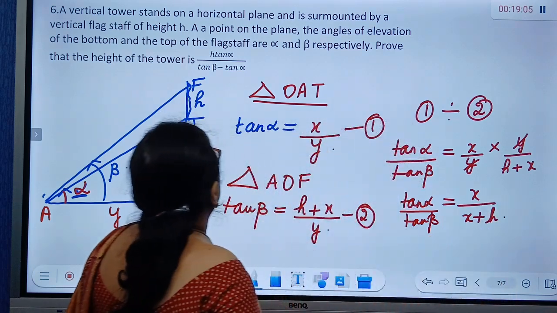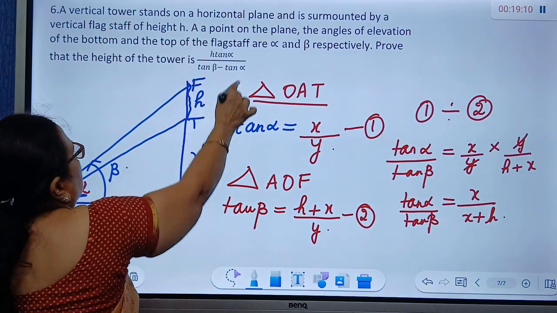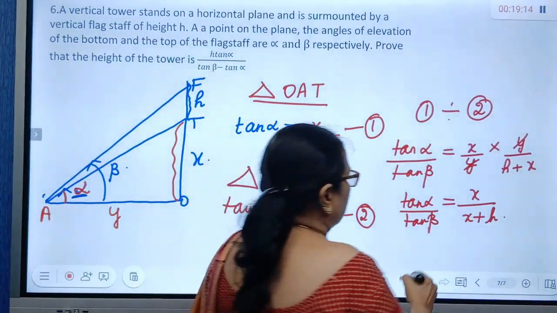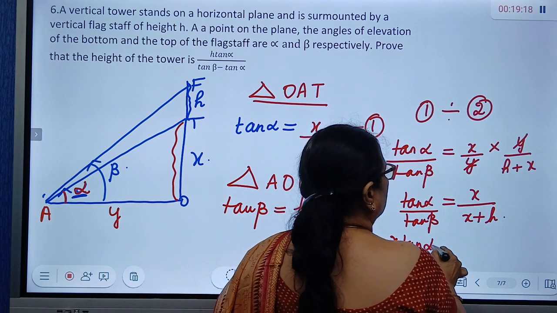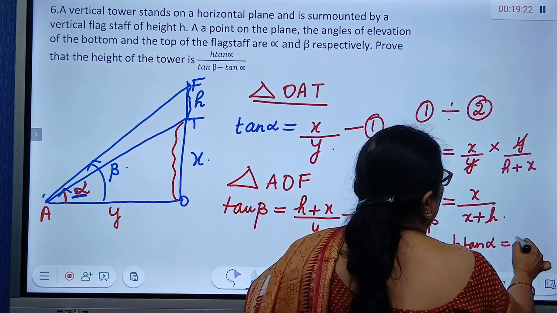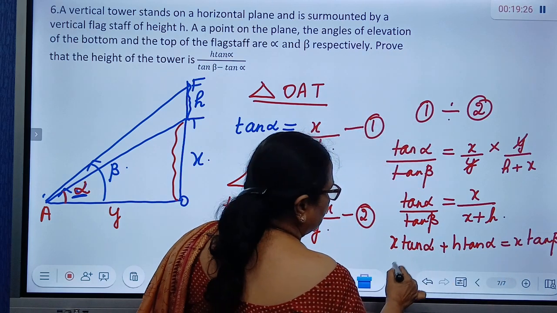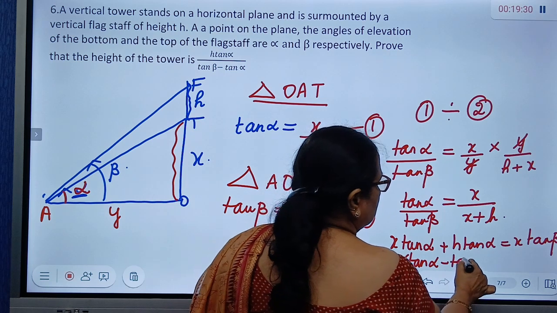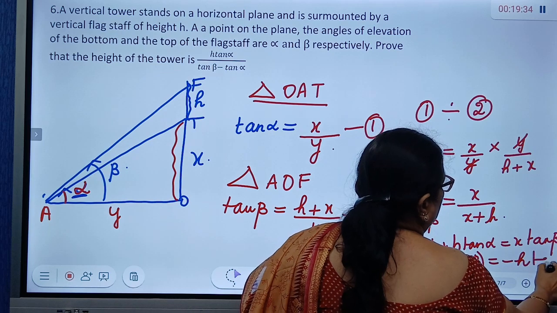What is it I need to find? I need to find X, because we have to prove that the height of the tower is this. Height of the tower is X. Okay. Now let me cross multiply: X tan alpha plus H tan alpha equals X tan beta. I am collecting X because I want to evaluate X. X into tan alpha minus tan beta equals minus H tan alpha.